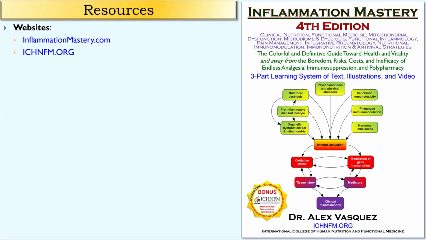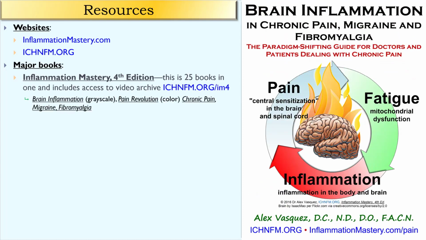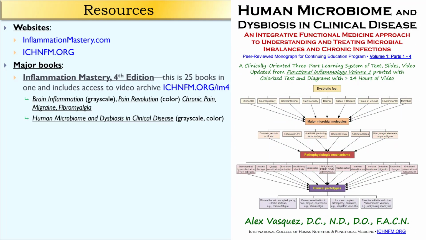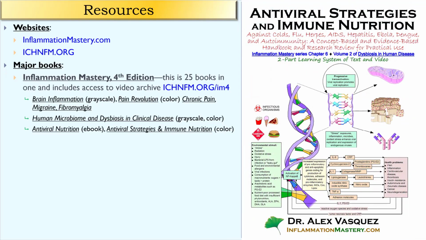A lot of the information that we're going to discuss right now is contextualized within my largest textbook, which is Inflammation Mastery, 4th edition. Inflammation Mastery is still my major book, even though I've derived some other books from it, such as Brain Inflammation, Pain Revolution in Chronic Pain, Migraine, and Fibromyalgia. Also, Human Microbiome and Dysbiosis in Clinical Disease was extracted from Chapter 4, as was Antiviral Nutrition and the paper version of that same book, which is Antiviral Strategies and Immune Nutrition.